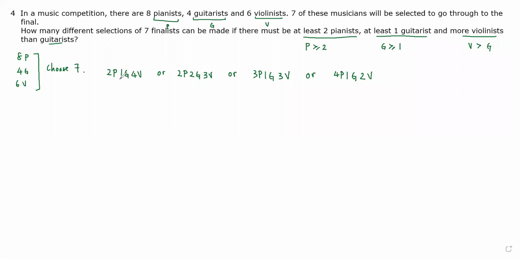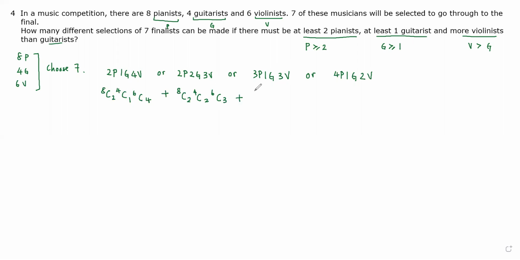The first case here, you have 2P, 1G, 4V. You need to choose 2P out of 8. So that is 8 choose 2. And then you need to choose 1G out of 4. We have 4C1. And 4V out of 6, we have 6C4. All is associated with plus, we just add. 2P, that is 8C2, 2G out of 4, 4C2, 3V out of 6, 6C3.